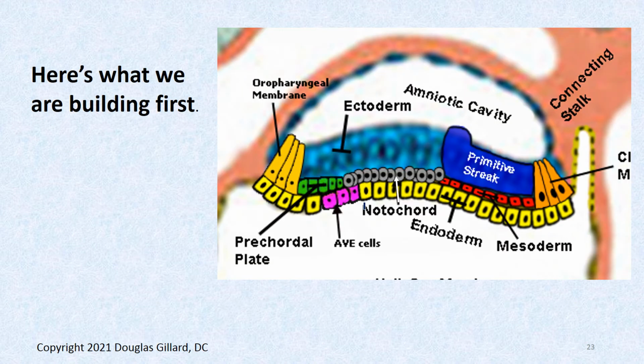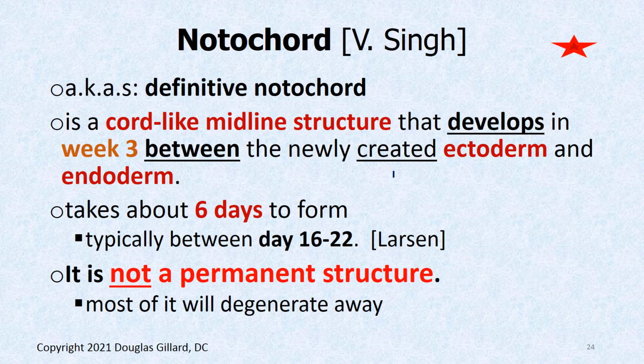So let's talk about the formation of the notochord, and this is basically what we're going to add to the picture. We're going to have cells streaking through the primitive node and making a beeline in the midline straight forward between the ectoderm and endoderm until they bump into the prechordal plate. And that is going to be a notochord. So it's a midline structure. It develops in week 3, between the newly created ectoderm and endoderm. It takes about 6 days to form, typically between day 16 and 22.